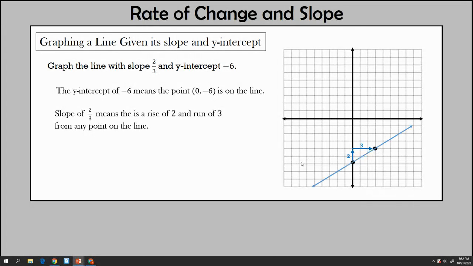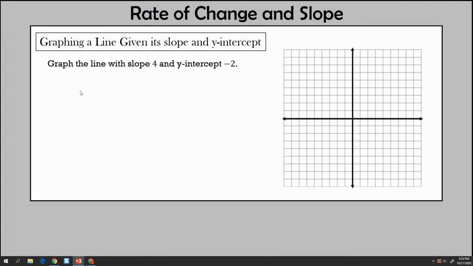Now all we got to do is connect those 2 points with a straight line, and there it is. There's the line that has a y-intercept here at -6 and a slope of 2/3. Done. Make sure we put an arrow on the end of those lines, by the way, because this is a continuous line. It goes on forever.